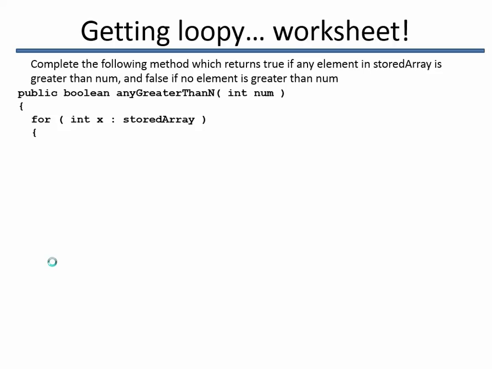And what this method should do, it's called any greater than n, and it takes one argument, the integer num. And it should return true if there's any element in stored array that's greater than num, and false if there's no element in stored array that's greater than num. So for example, if I have an array that is 1, 10, 12, 14, and I pass in num of, say, 11, then this should return true.